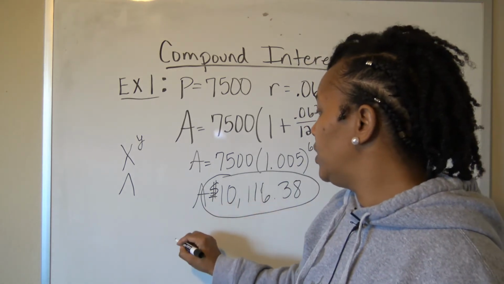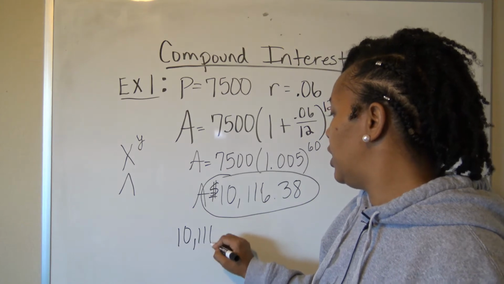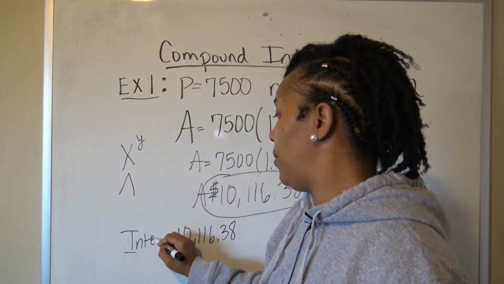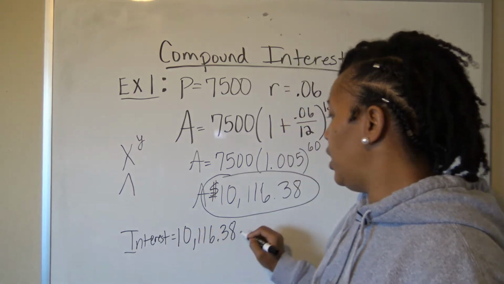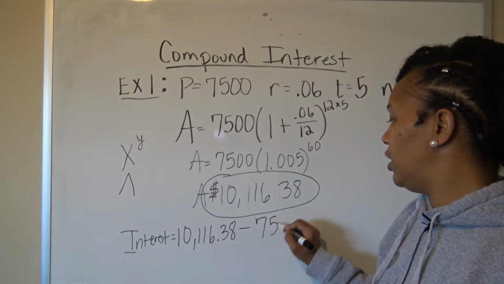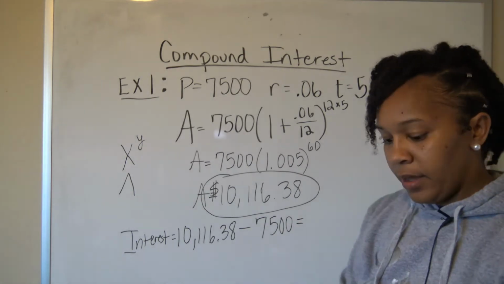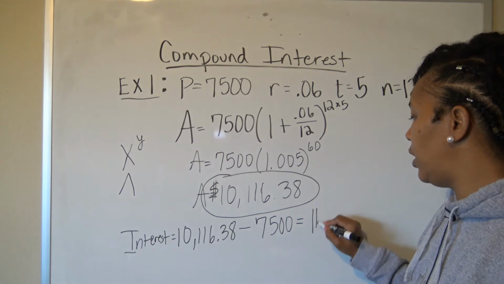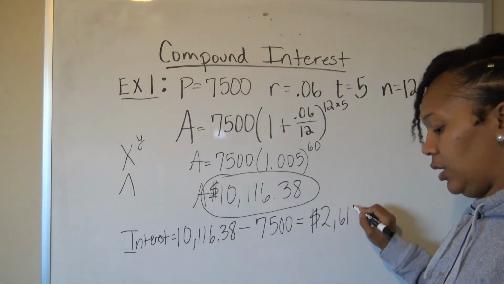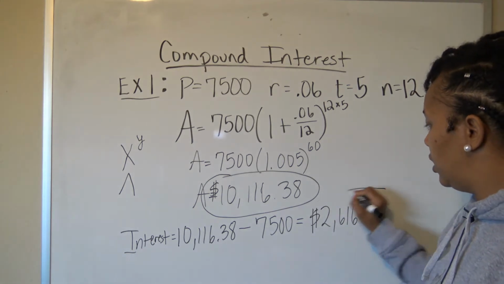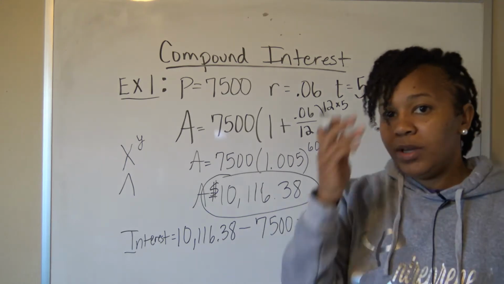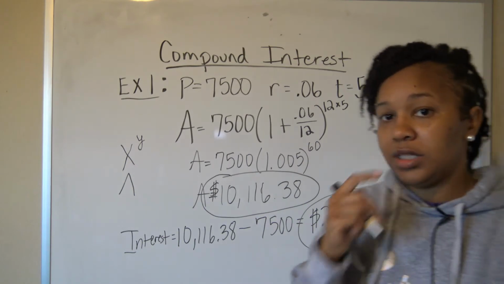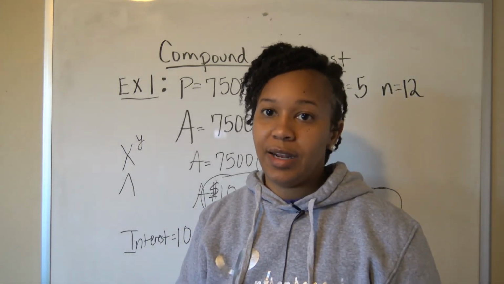All right. Now, it also wants us to figure out how much interest we earned. So if we end up with $10,116.38, then the interest will be found by basically taking that amount and subtracting what you deposited, the 7,500, from it. So if you subtract 7,500 from that, you end up with $2,616.38. So that means you were able to gain $2,616.38 just by letting your money sit in that account.